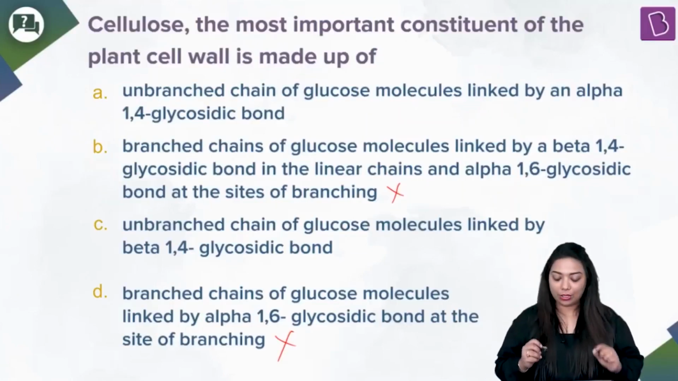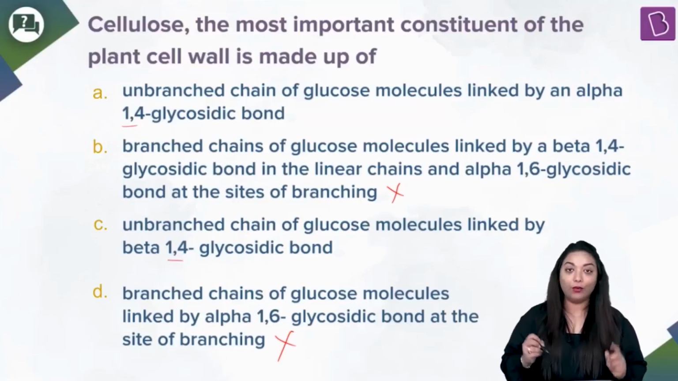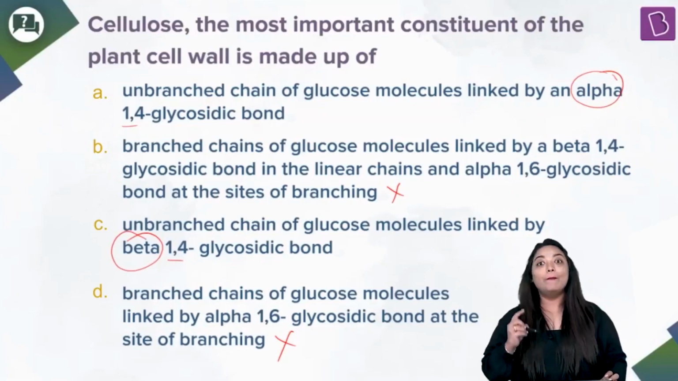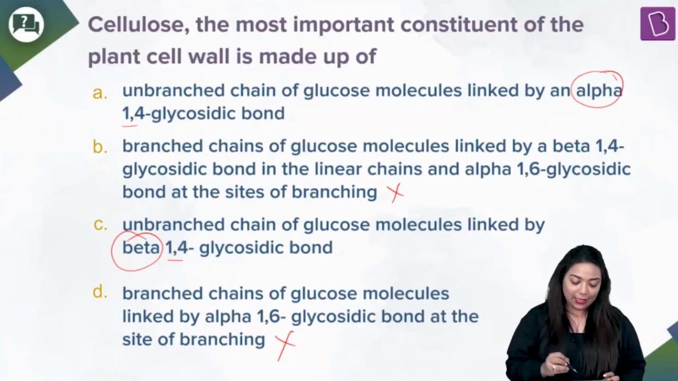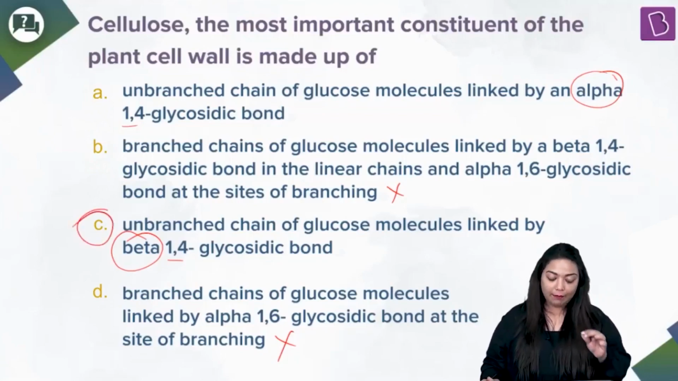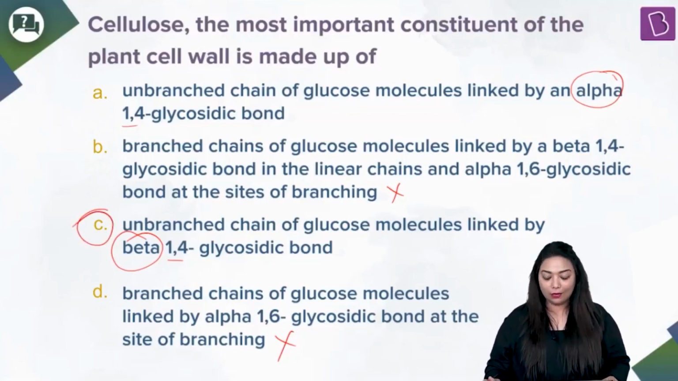One, we know it's unbranched, then we know it's between the first and the fourth carbon, which we'll count again, and then you see it's alpha or beta. Which one was it? Beta, correct? So that's your correct answer. Option C, unbranched chain of glucose molecules linked by beta 1,4 glycosidic bond. Easy.